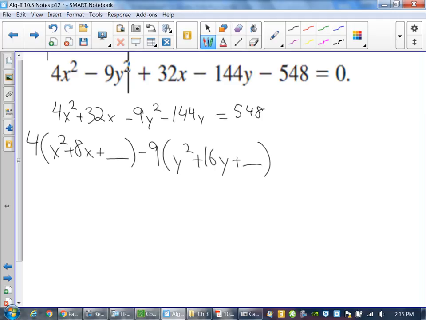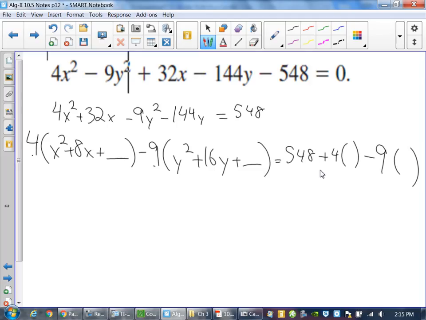Just like we did before when we completed the square, we had to add something to both sides of the equation. Now I have to add something with the scalar put back into it. So if I took out a 4 here, well, we have our 548. It's going to be plus 4 times something minus 9 times something. Whatever I take out, I got to put back in. And it's very easily shown in the next step.